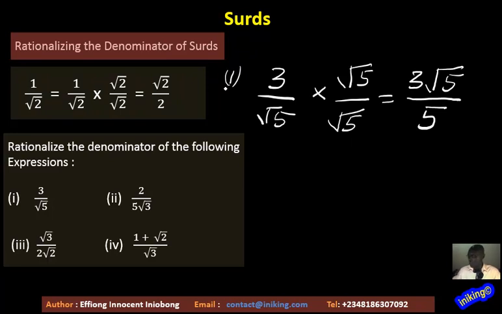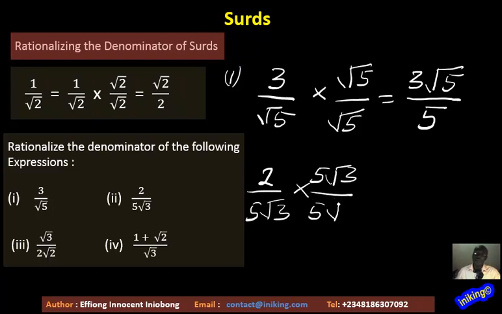Let's look at the second one at once, since we still have space on this slide. Here we have 2 divided by 5 root 3. Ordinarily, we would multiply by the denominator, 5 root 3 divided by 5 root 3. Some people might consider this overkill. There's no need for us to put the 5. We could have just used root 3 alone, but we will still get the same answer. So let's still go ahead.